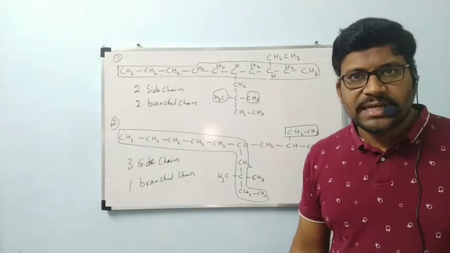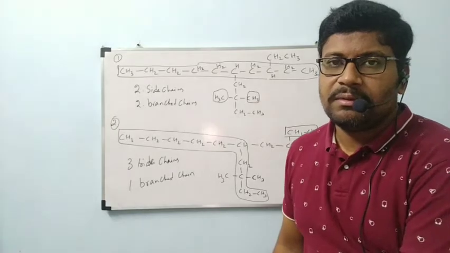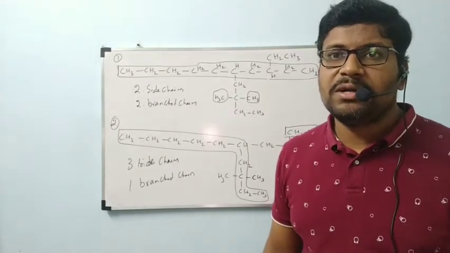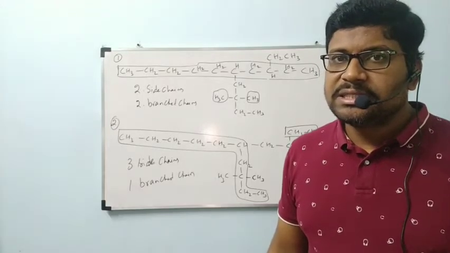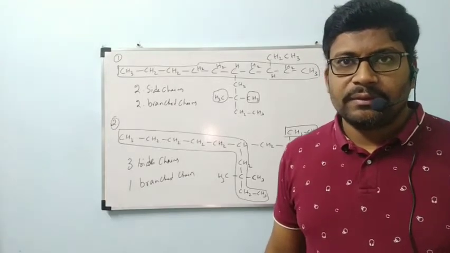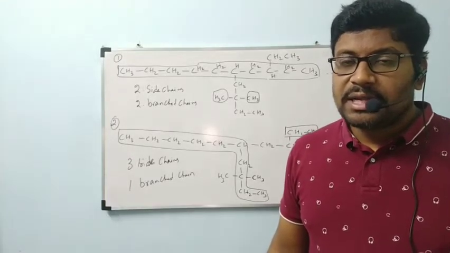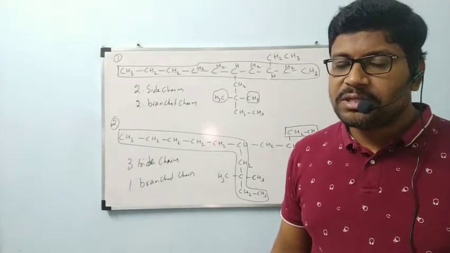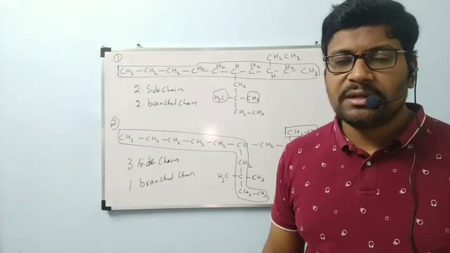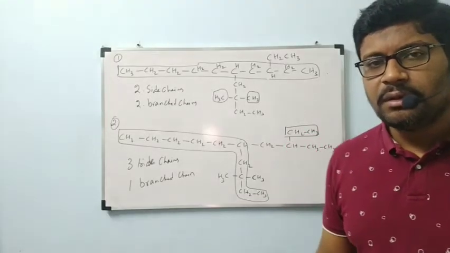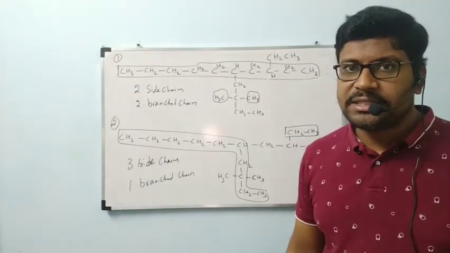Now, what is meant by side chain once again? The carbon chain which is directly bonded to the parent chain is called a side chain. The carbon chain which is bonded to a side chain, or which is not directly bonded to the parent chain, is called a branched chain.